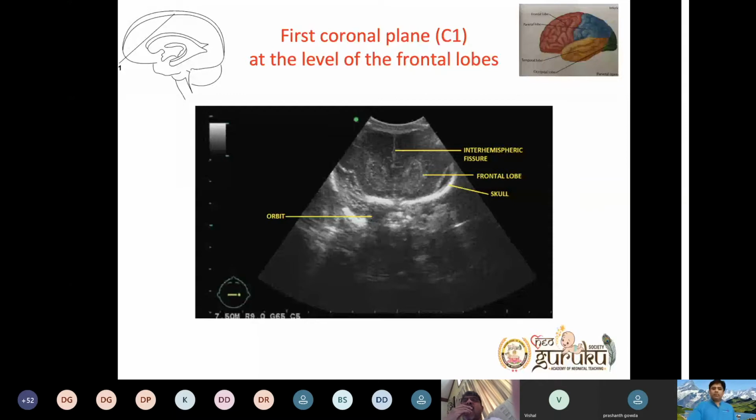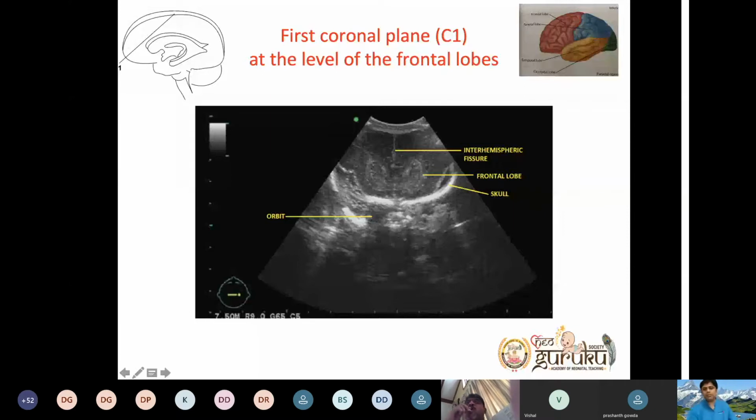So if you want to read an ultrasound image, you start from top to bottom. This is your layers of skull, anterior fontanelle. Then you have layers of your meningeal covering. The innermost is your pia mater, subarachnoid space, and dura mater. Interhemispheric fissure. Sometimes you can see the superior sagittal sinus as well. For that, you have to put a Doppler and you have to see.